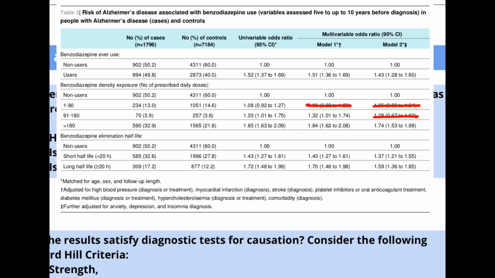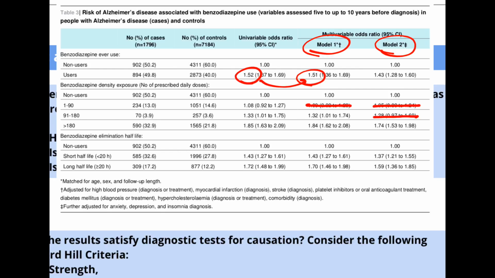And I think that's it. So I did cover up the question, but the question said something like, does the risk change when we adjust for confounding variables? And that's what happens here and here, right, in these models. So we started with an odds ratio of 1.52.